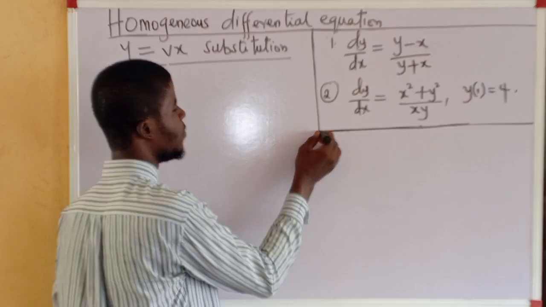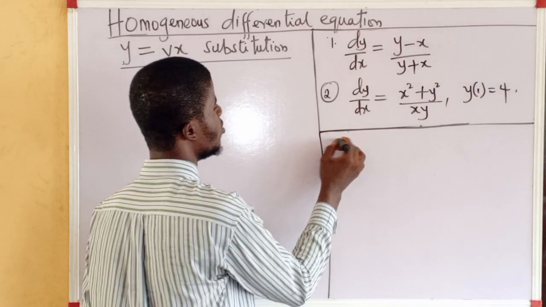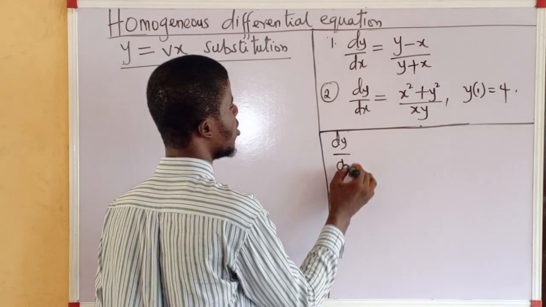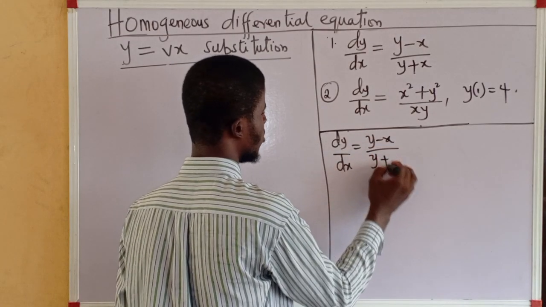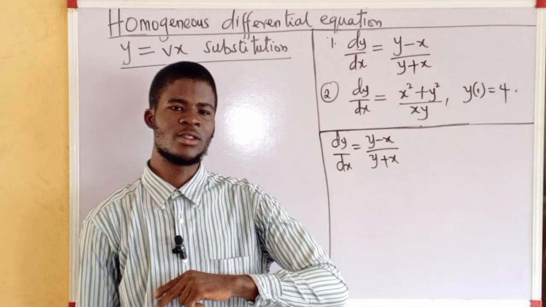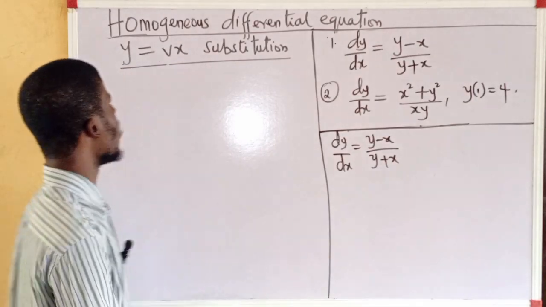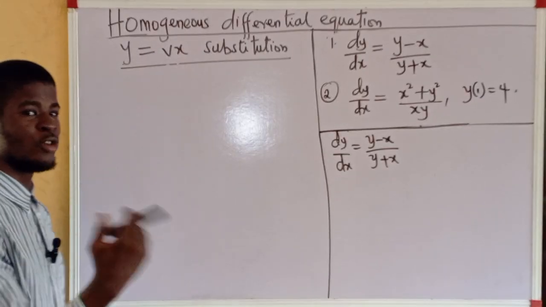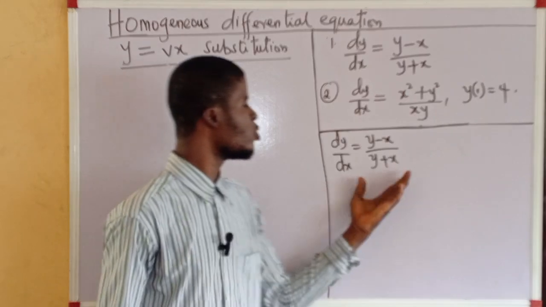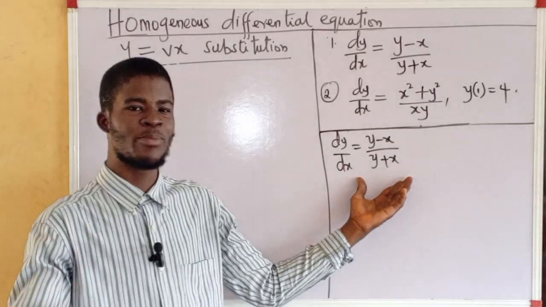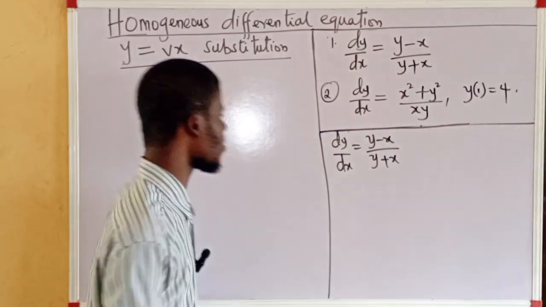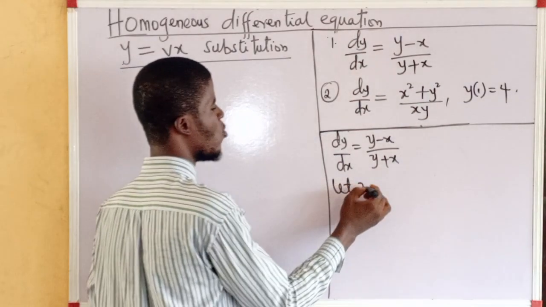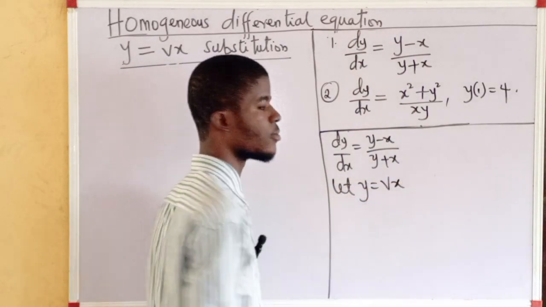Let's go with the first question. We are going to solve the differential equation dy/dx equal to (y minus x) over (y plus x). What we are going to do here is this. We are going to make a y equal to vx substitution so as to reduce this equation to a variable separable differential equation. That is the goal. So let y be equal to vx.